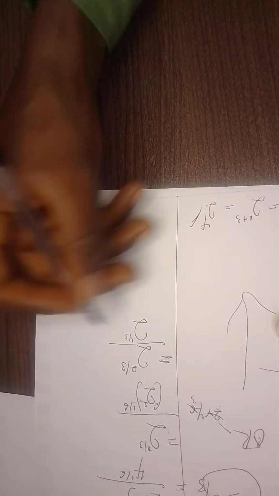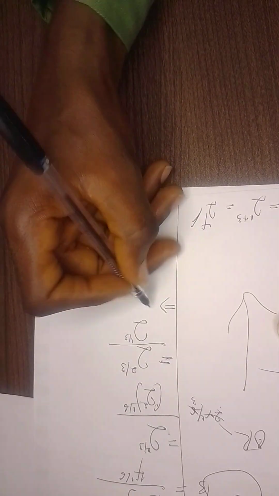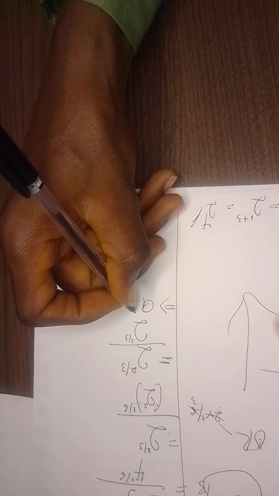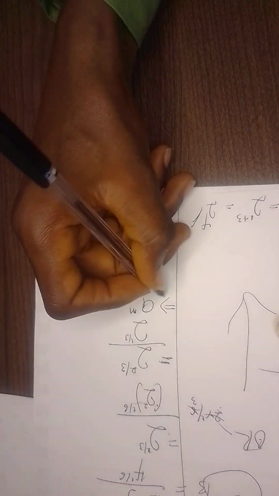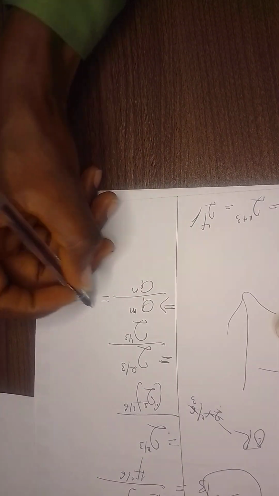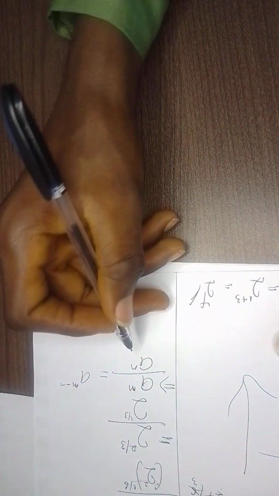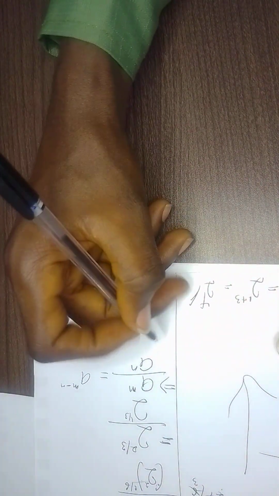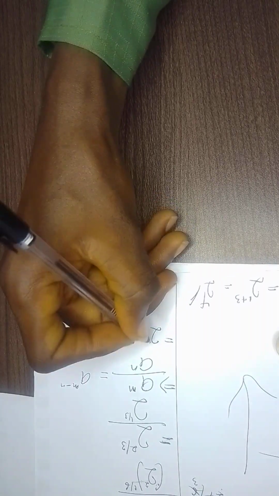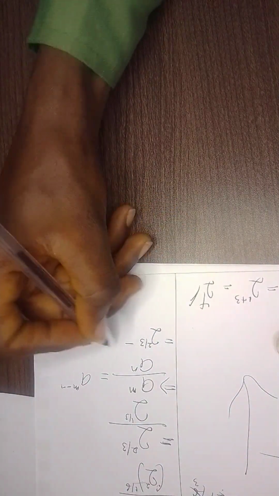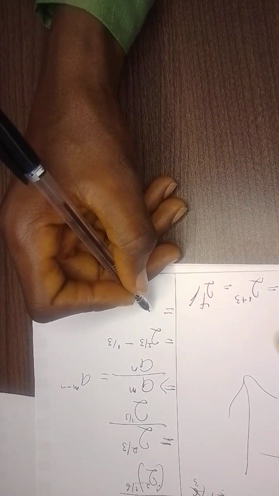So that's simple. And then at the end of the day, a raised to the power m divided by a raised to the power n will give us a raised to the power m minus n. So to apply that here, you'd have 2 raised to the power of 2 over 3 minus 1 over 3. The final answer will be what?